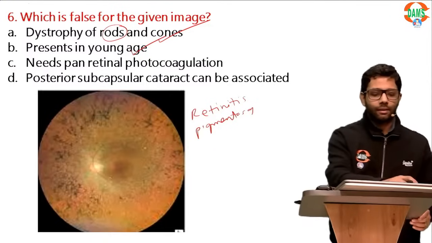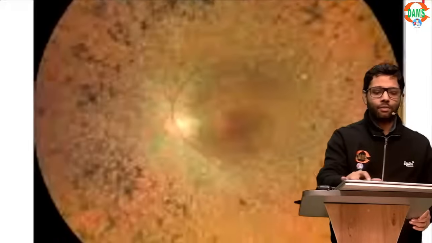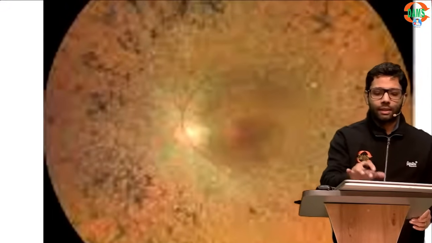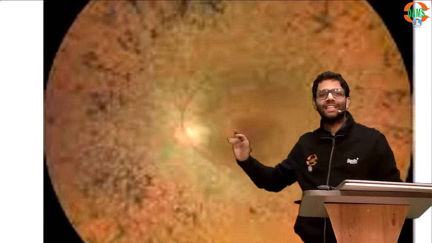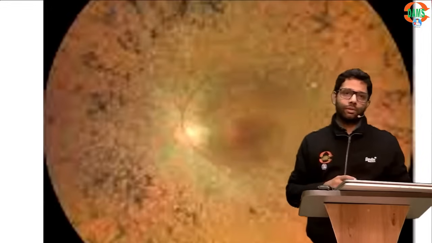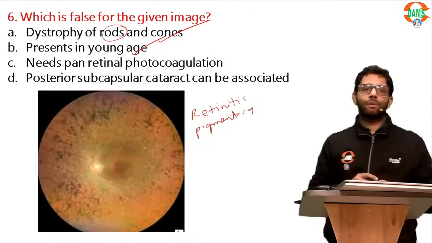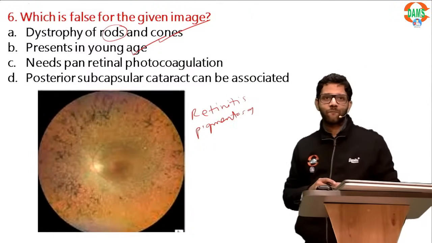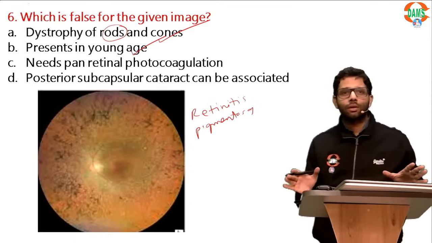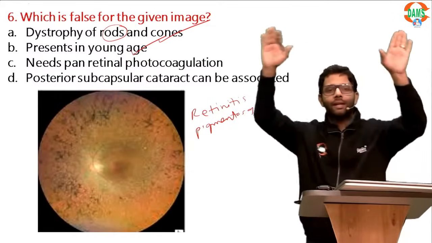There is a triad. In this picture I have shown you a fundus picture. The left fundus picture having waxy disc pallor, bony spicules, arteriolar attenuation. That's a clinical triad of retinitis pigmentosa. There is no treatment of retinitis pigmentosa. So why will you do pan-retinal photocoagulation?